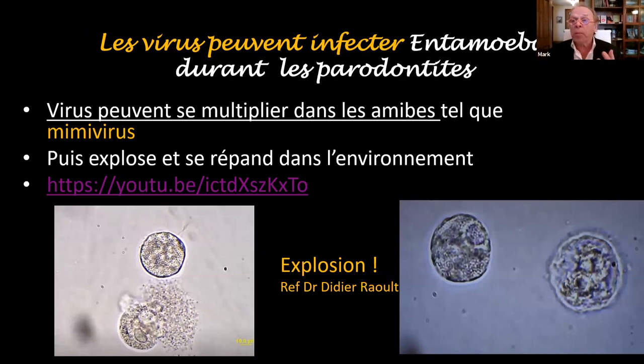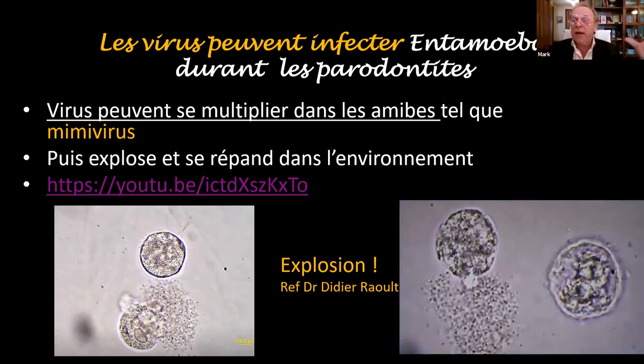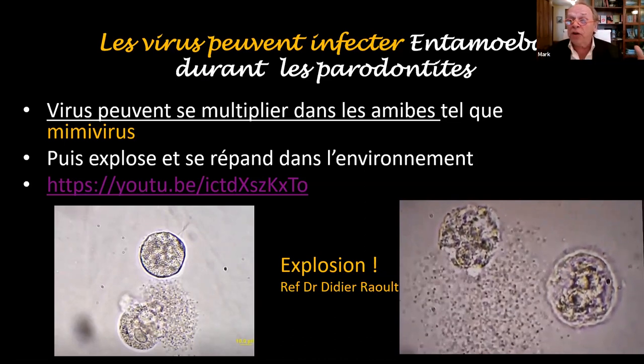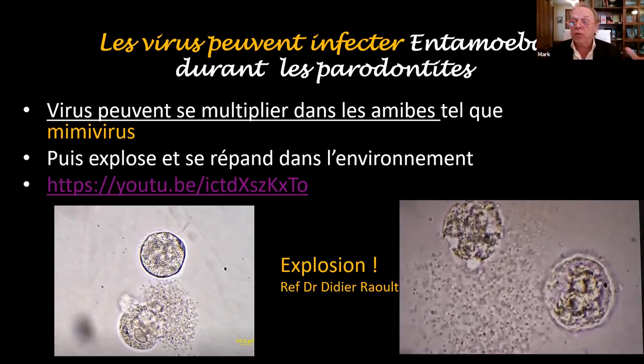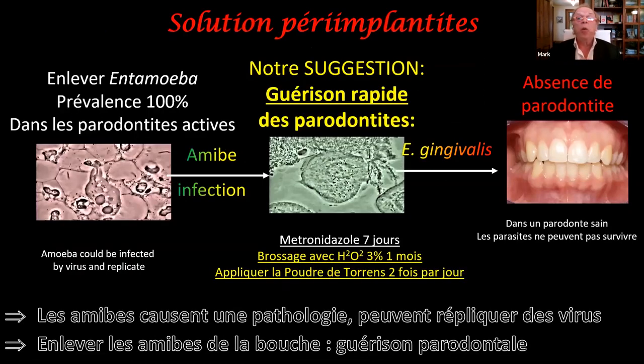Virus can be inside Entamoeba. See this study by Professor Didier Raoult, who showed the viruses from the amoeba, some amoeba. This is mimivirus, but it could be the same for others. See how it can replicate and explode within the environment around the amoeba. So amoeba could be something important in those diseases because it can multiply within the amoeba. So it is a pathogen amoeba.